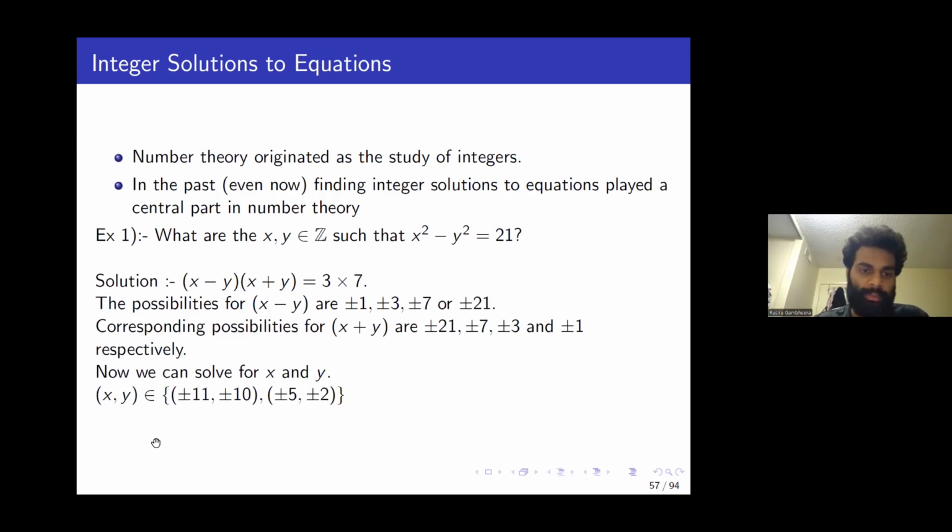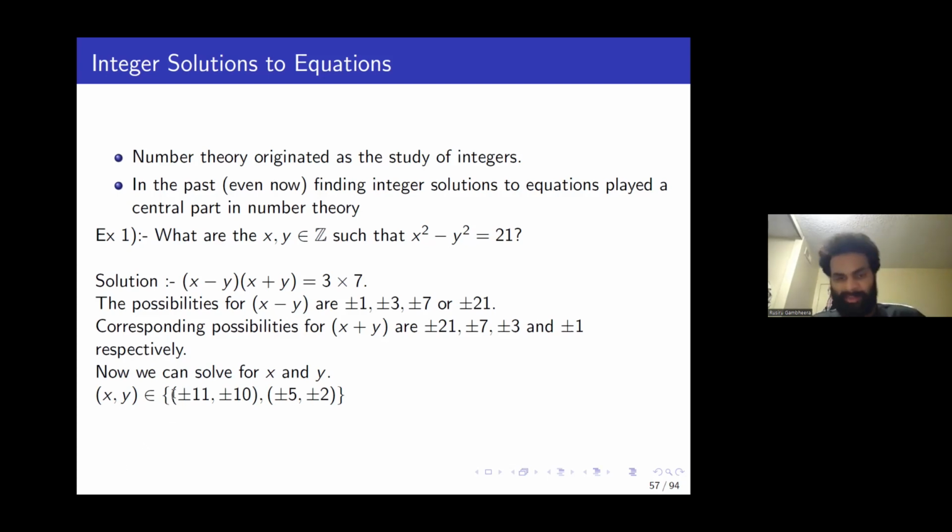So since we are in integers, factorizations would come in handy, right? You can factorize the left-hand side and the right-hand side, okay? And if you look at one of the factors on the left-hand side, x minus y, it must be a factor of the right-hand side, right? So what are all the possibilities? Plus or minus 1, plus or minus 3, plus or minus 7, and plus or minus 21. You can look at all of these possibilities, then solve for x and y, and that will give you this set of solutions.